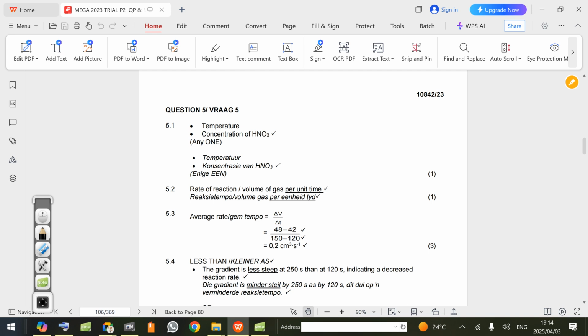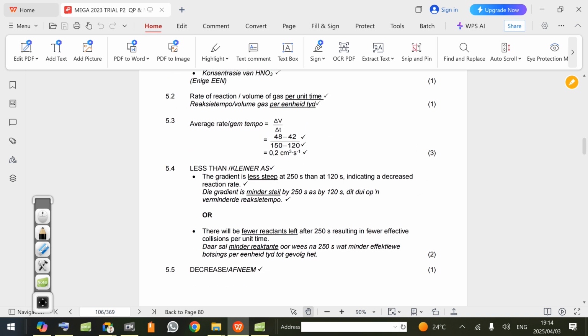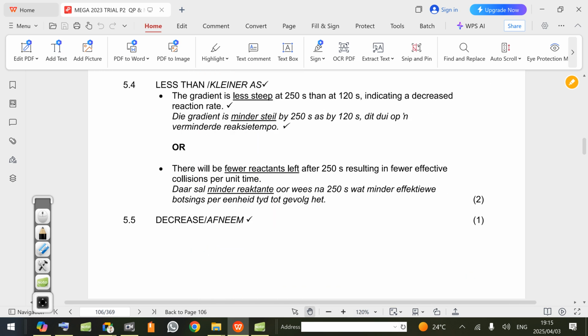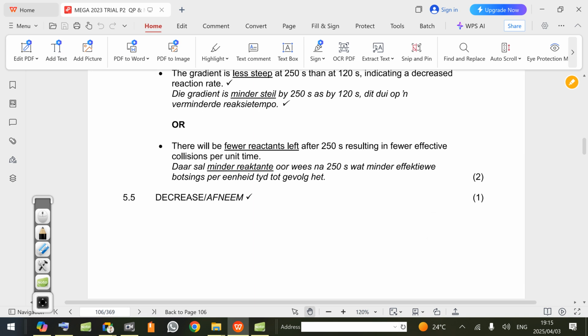Okay. Average rate, was it 0.2? Yes. Less than, the gradient is less steep at 250. I did mention that, right? Okay. Indicating that, I think I focused more on this one. There will be fewer what? Reactants left as the reaction produces. 5.5, were we correct by saying decrease? Yes, we're talking about the gradient. Experiment 2 would decrease. Beautiful.